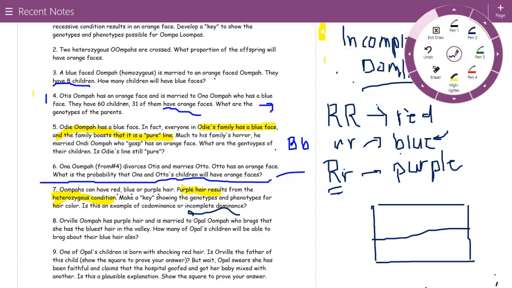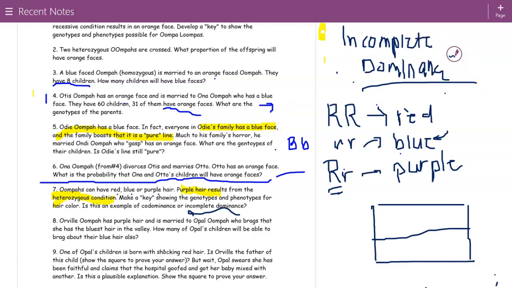One of Opal's children is born with shocking red hair. Is Orville the father of this child? Show the square to prove your answer. But wait, Opal swears she's been faithful and claims that the hospital goofed and her baby got mixed with another. Is this a plausible explanation? Show the square to prove your answer.